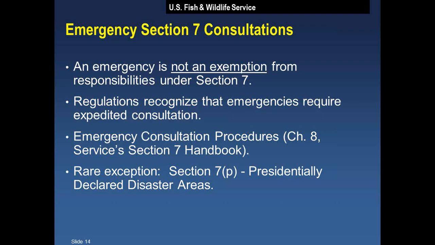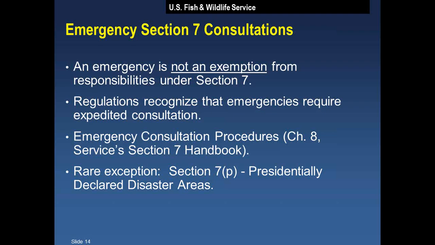So an emergency is not an exemption from your responsibilities under Section 7. It's just an expedited process to go through. Again, it's outlined in the handbook, which I guess Jerry has at the back with your information. So it's the emergency consultation procedures.